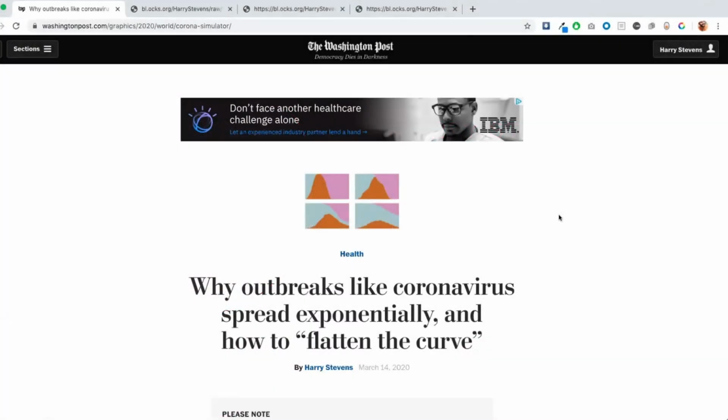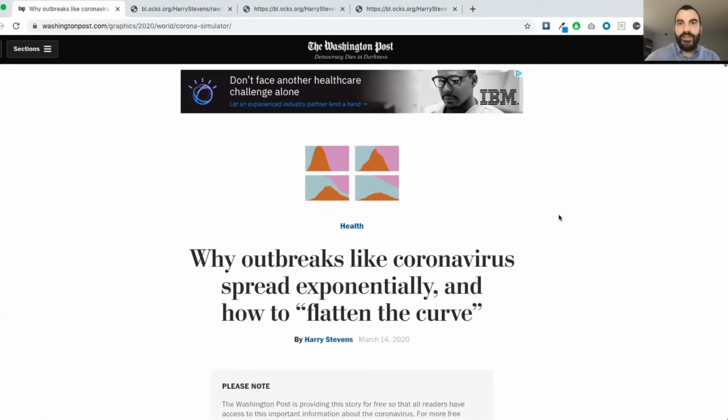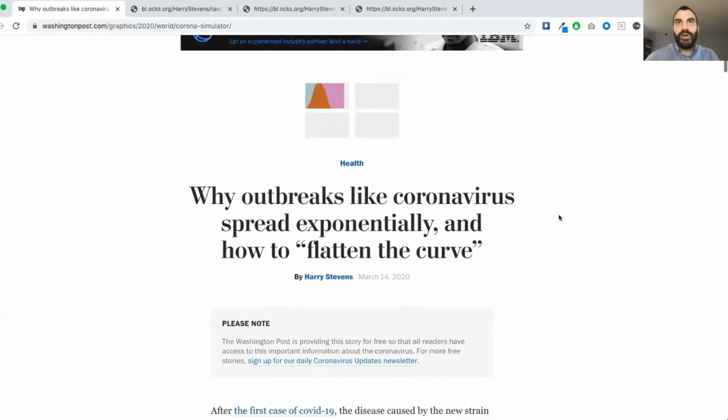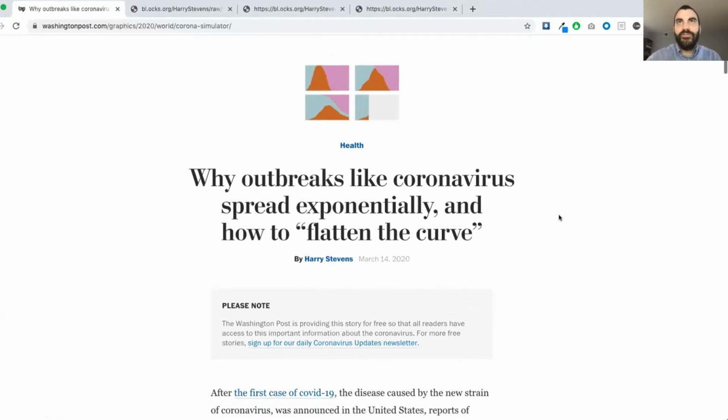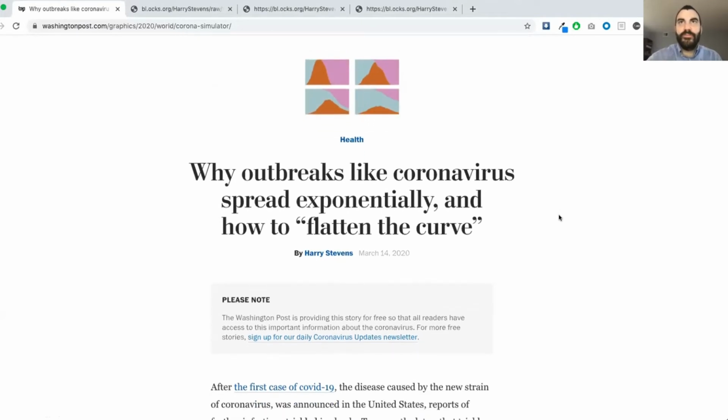Okay, cool. So this is the article. It's called Why Outbreaks Like Coronavirus Spread Exponentially and How to Flatten the Curve. And just to give a little background, this was published right at the time that this concept of social distancing was sort of entering the public parlance.